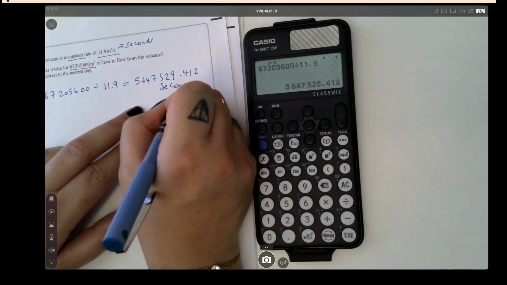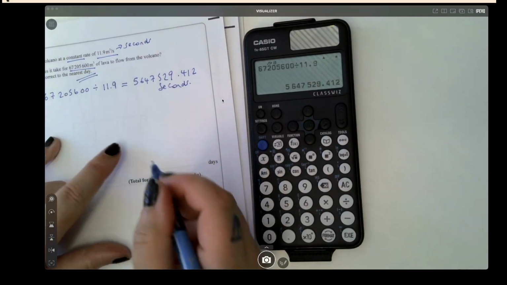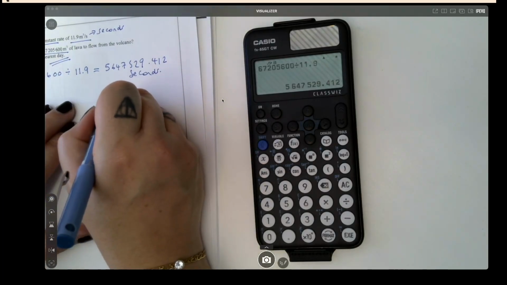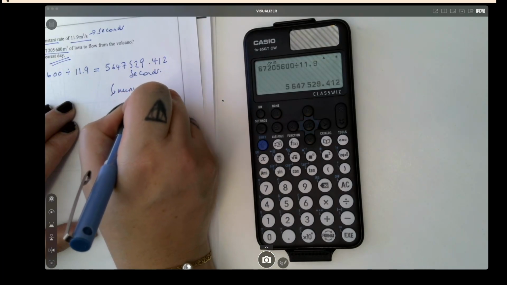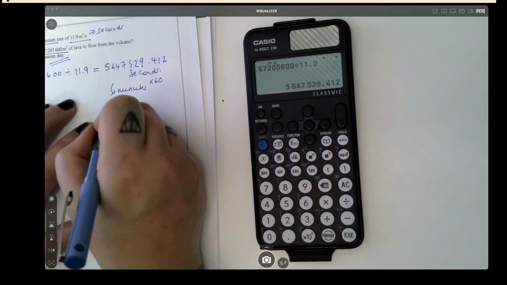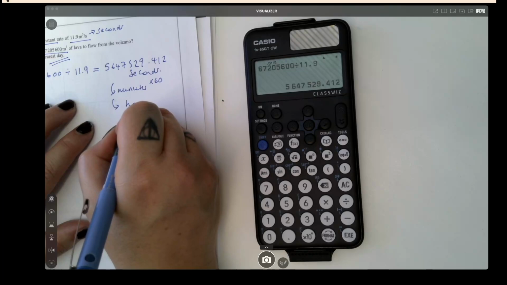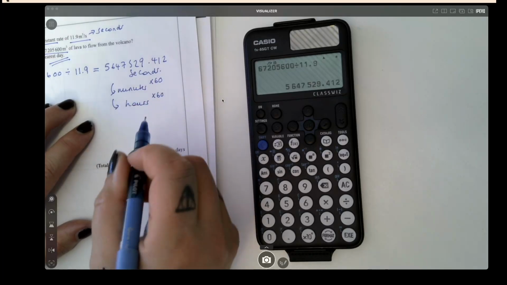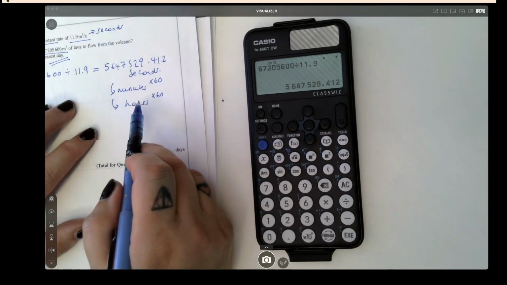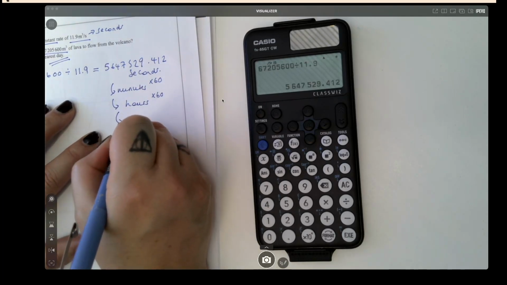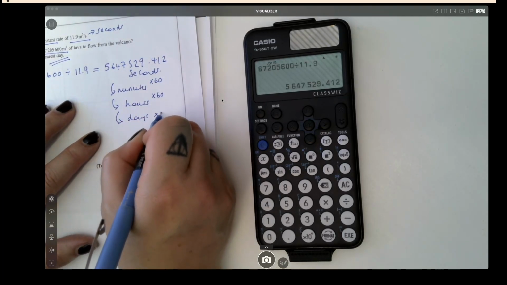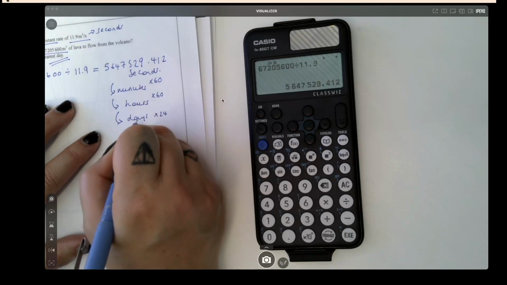So this is seconds. We want it in terms of days. So we need to go from seconds to minutes, so we would times by 60. Then we need to go from minutes to hours, we would times by 60 again. 60 seconds in a minute, 60 minutes in an hour. Then we need to go from hours to days, so we would times by 24 because there are 24 hours in a day.